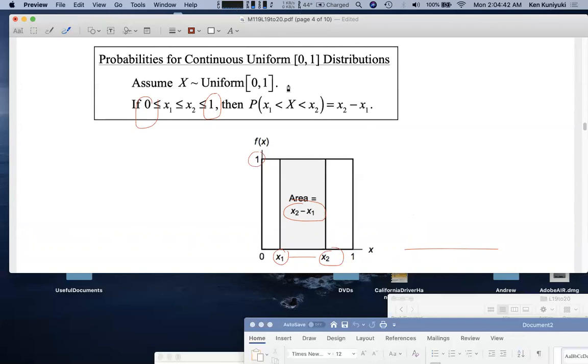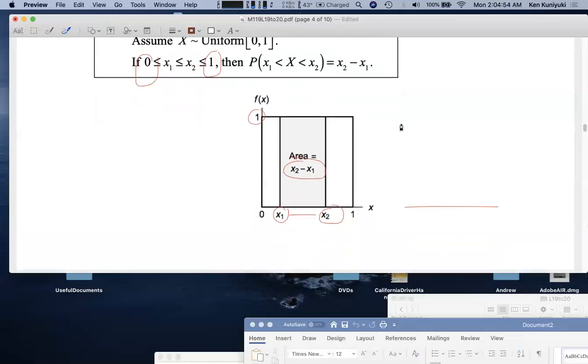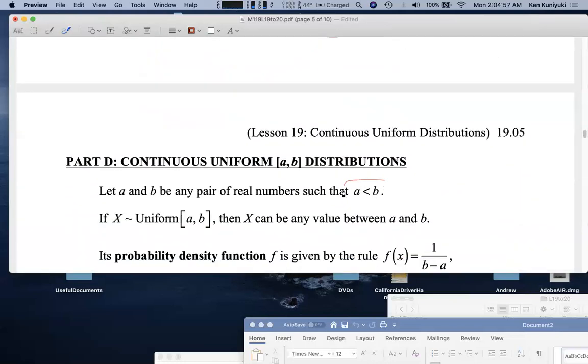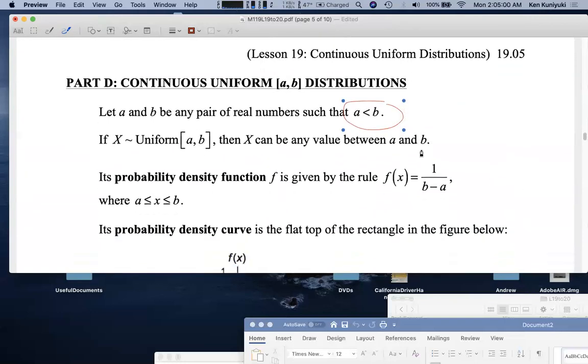Okay, so now let's say that instead of the interval from 0 to 1, our continuous uniform distribution goes from 30 to 50, or from 2,000 to 3,000, in general, from A to B, assuming that A is less than B. So how do we deal with these continuous uniform distributions on a more general interval? Maybe not from 0 to 1, but from A to B, where A and B are real numbers and A is less than B. Okay, so X has as its distribution a continuous uniform distribution on A to B, meaning X can be any value between A and B.